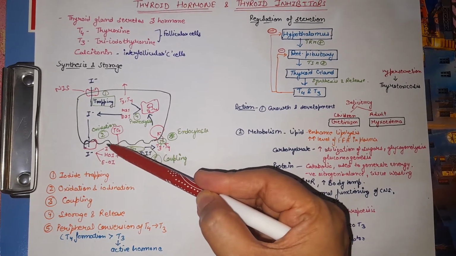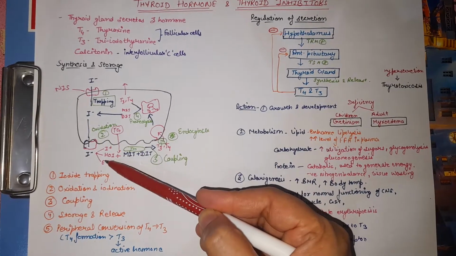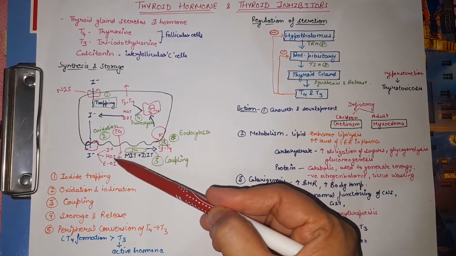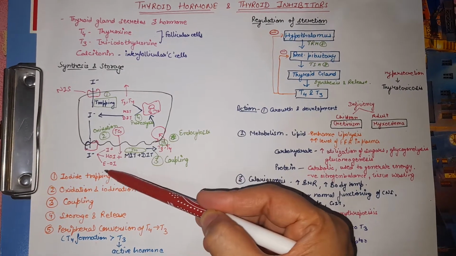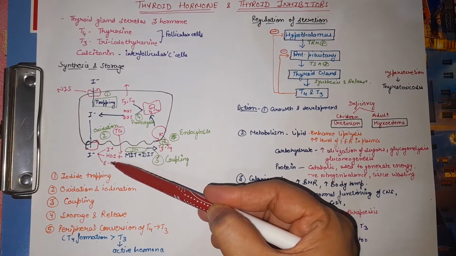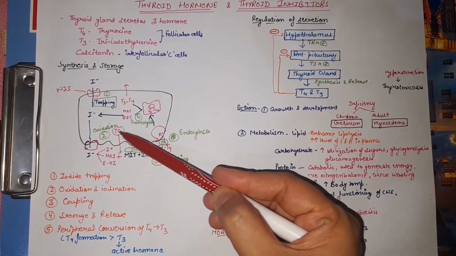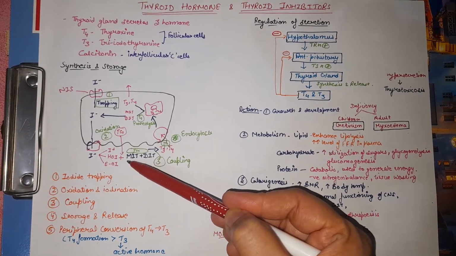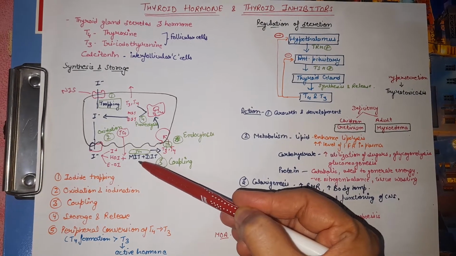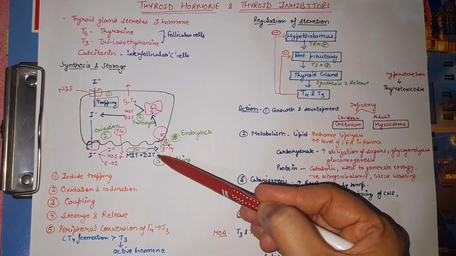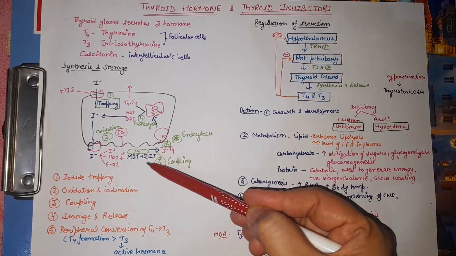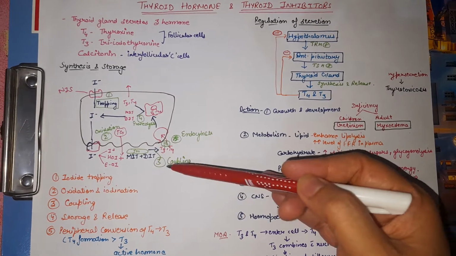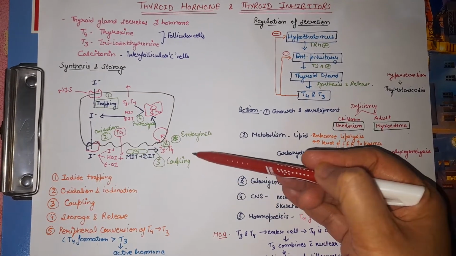So what will happen? There will be formation of I plus ion, then HOI and EOI. These are the different forms of this iodide ion. Next, thyroglobulin will bind to these iodide ions, and there will be formation of monoiodotyrosine and diiodotyrosine. So these MIT and DIT will then be converted into T3 and T4. This third step is the coupling reaction.